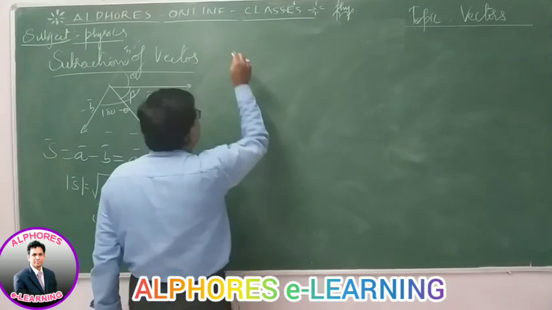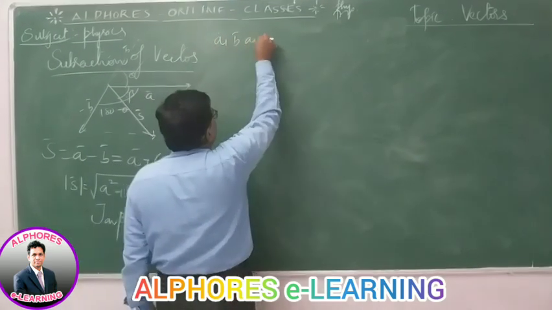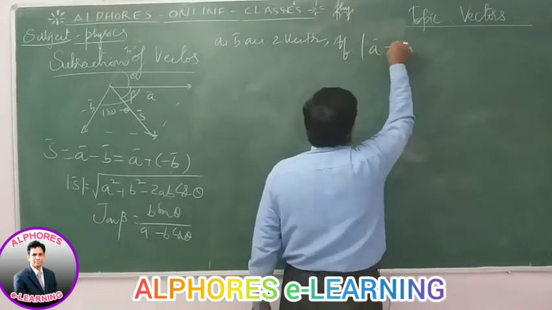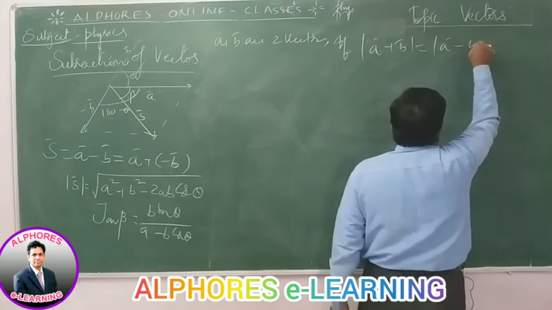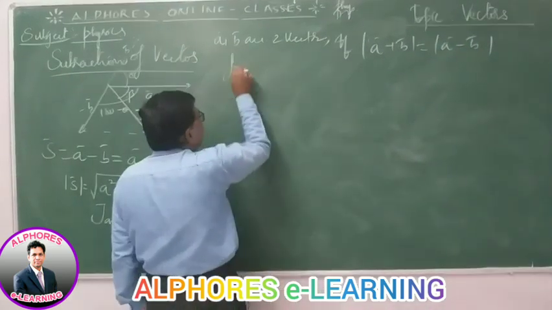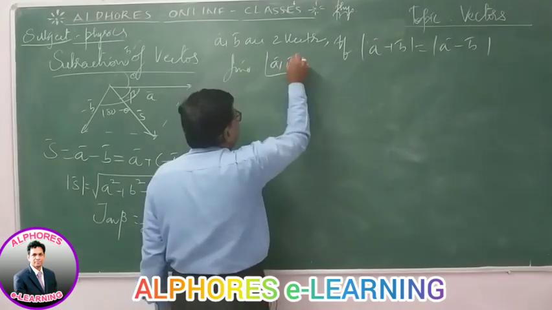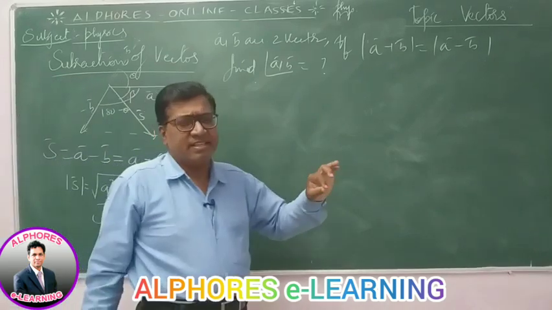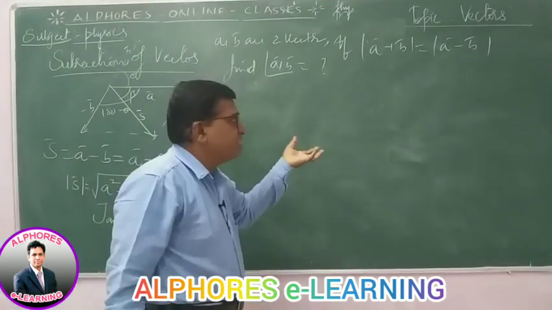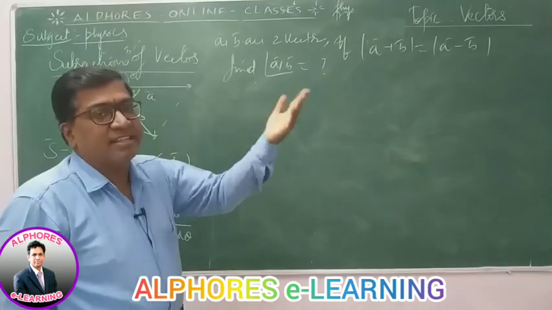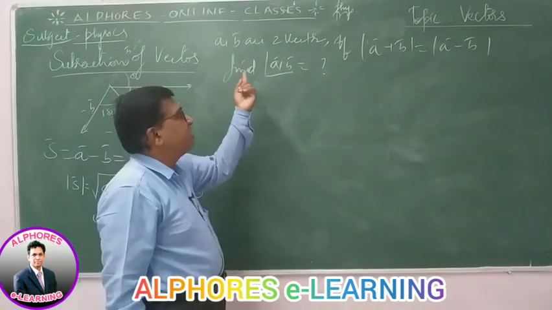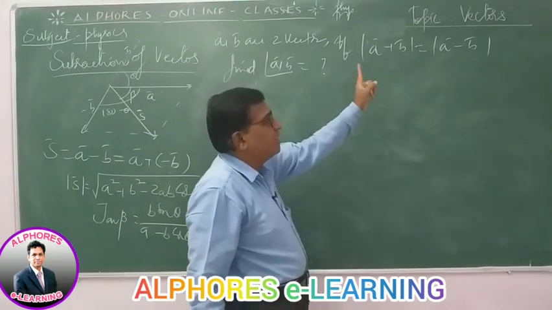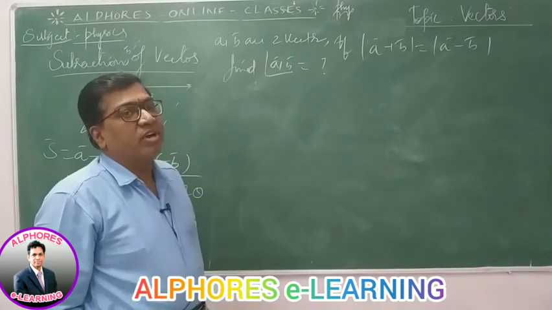Now the question is asked like this. A bar and B bar are two vectors. If mod A bar plus B bar is equal to mod A bar minus B bar, then find the angle between A bar and B bar. This is the question. This question is asked in many entrance examinations many times, and it is repeated. It can come again in later examinations also. So the question says A and B are two similar vectors, of course of the same physical quantity. If the addition magnitude and subtraction magnitude are both equal, then what is the angle between them?